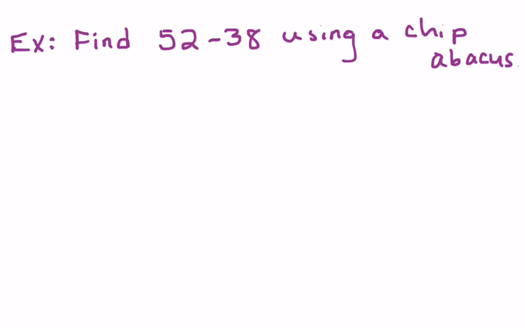Similarly, we could show this using a chip abacus. We've got tens and ones. We have 5 tens, 2 ones. Take away, can't. So next image.